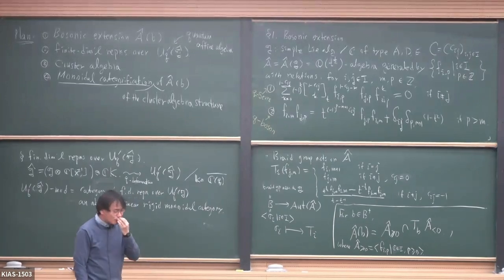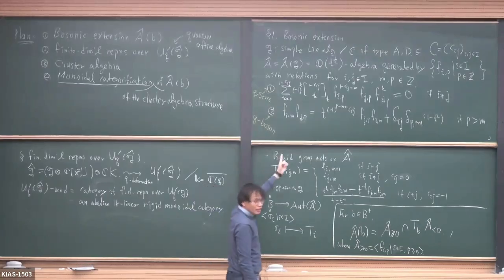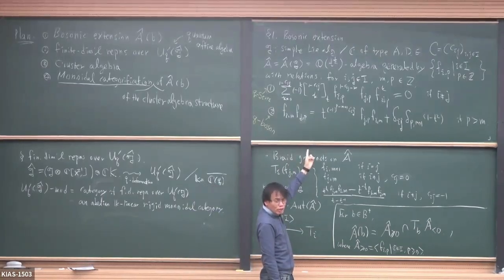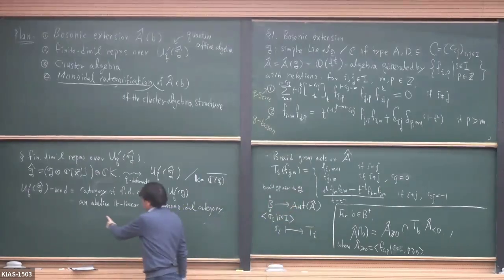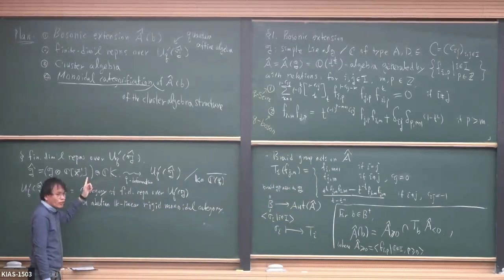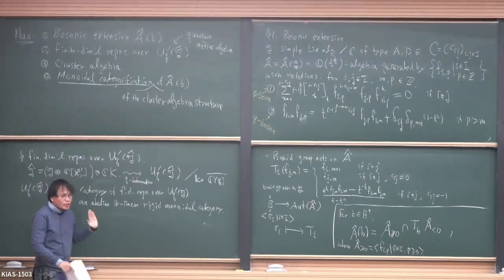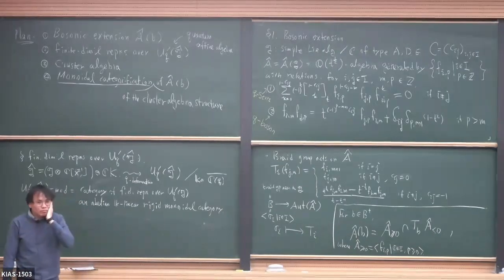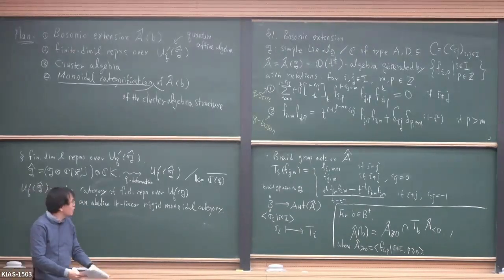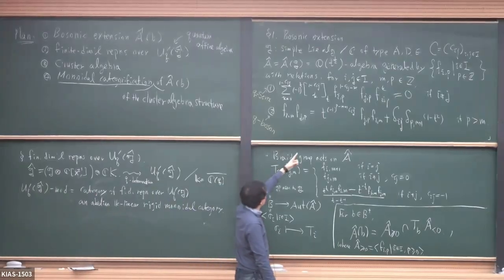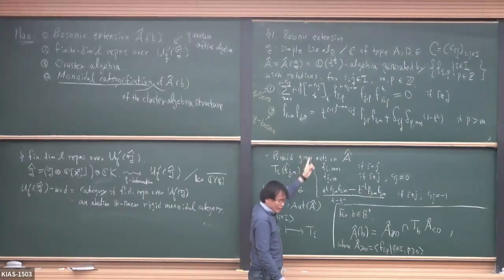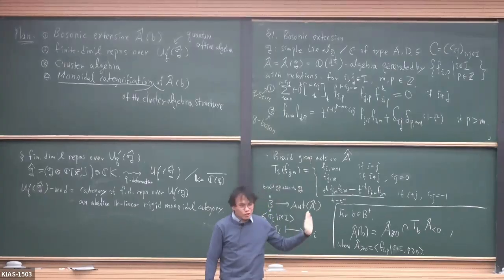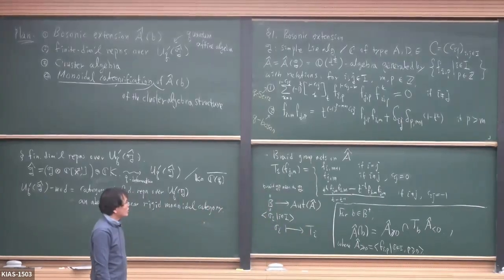I think it's confusing. Here t is the deformation parameter for the bosonic extension, and q is the deformation parameter for the quantum affine algebras. So they are different. In my note, I wrote t by q. It's totally wrong. It should be different.